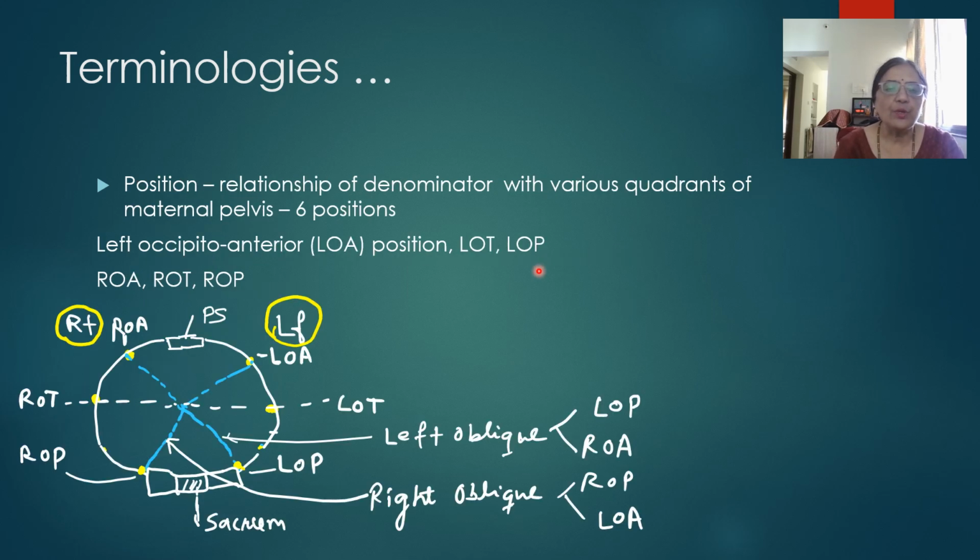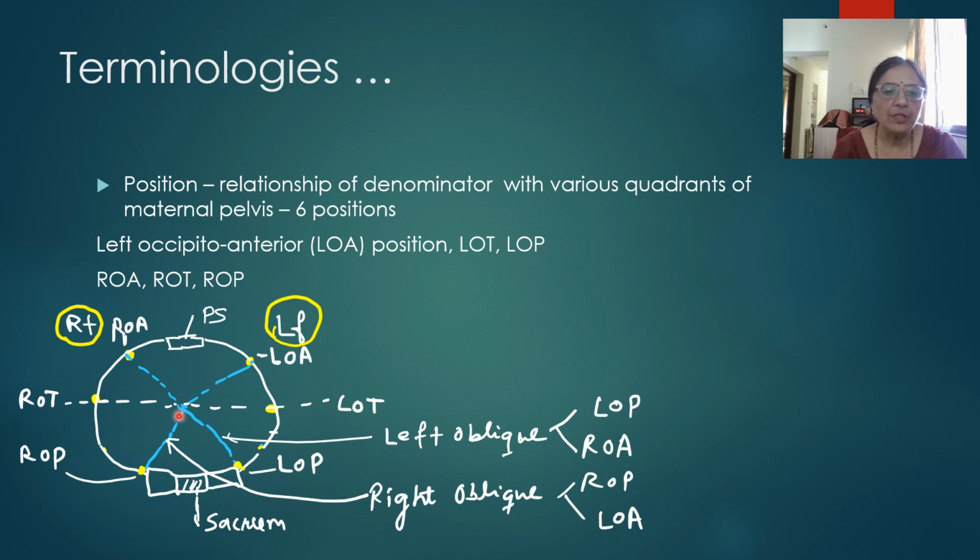Now this is the most important definition: position. Position is the relationship of the denominator with various quadrants of the maternal pelvis, and that is why we get 6 positions: 3 on the left side, 3 on the right side, as LOA left occipito-anterior, LOT left occipito-transverse, LOP left occipito-posterior, same on the right side.